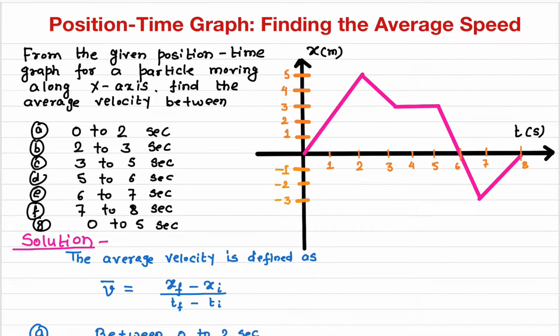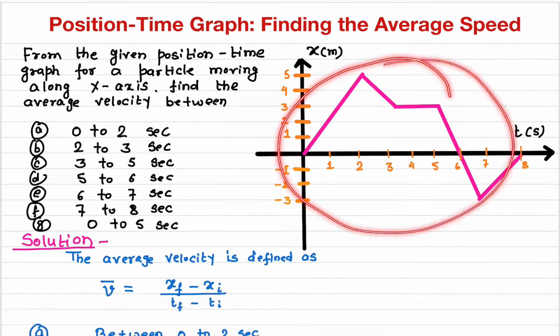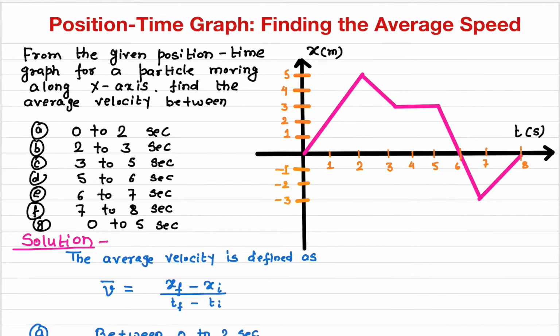Let's call that the x-axis. That's what it means, and it is changing with respect to time. From this graph, the position-time graph, we need to find out the average velocity between the different time intervals.